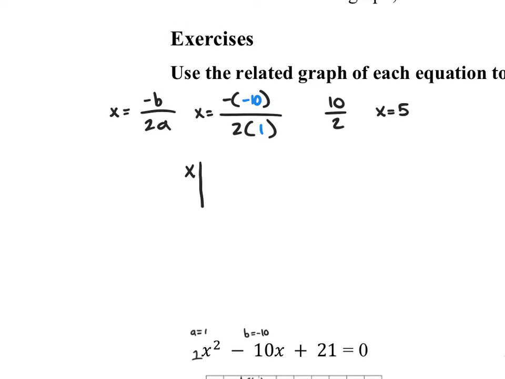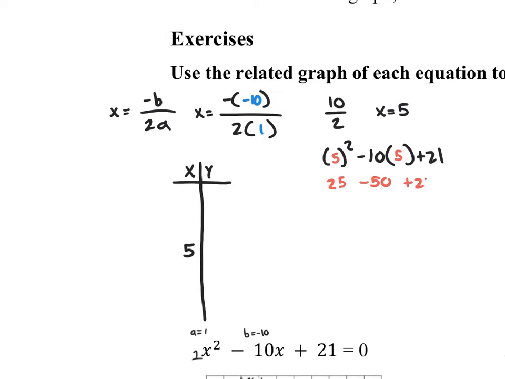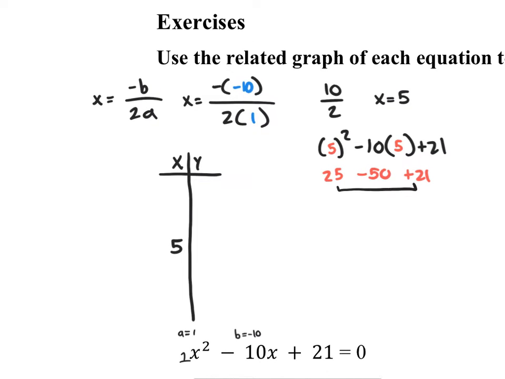So I'm going to now draw up a table. And right in the middle of my table, I'm going to put that x-coordinate for my vertex. Now, anytime we want to find a y-coordinate, we need to go back to the original equation and plug in the x. And in this case, it was a 5. So we'll get 25 minus 50 plus 21. And you can put these together in any order you want. I'll go ahead and do 25 and 21 to get 46. 46 minus 50 gives us a negative 4.